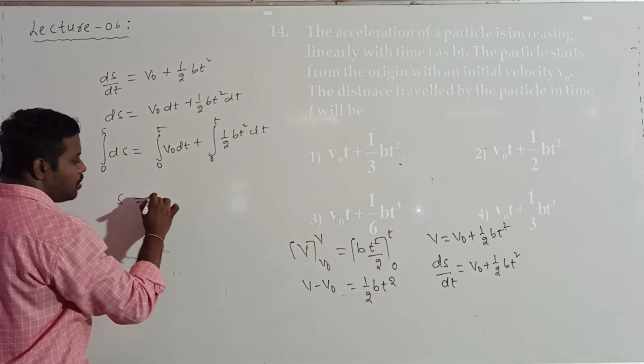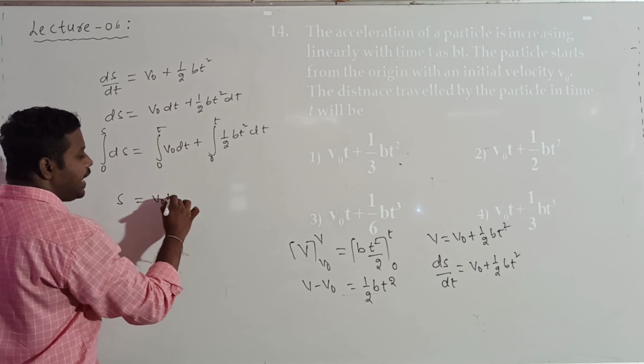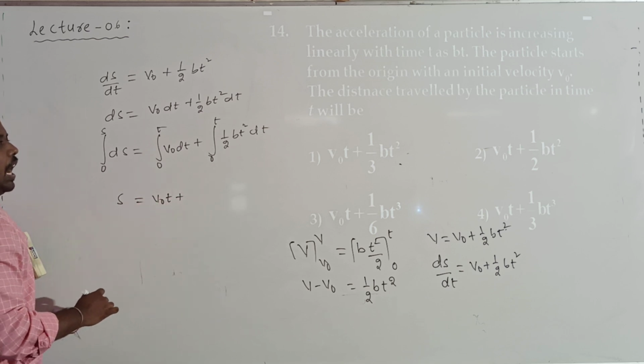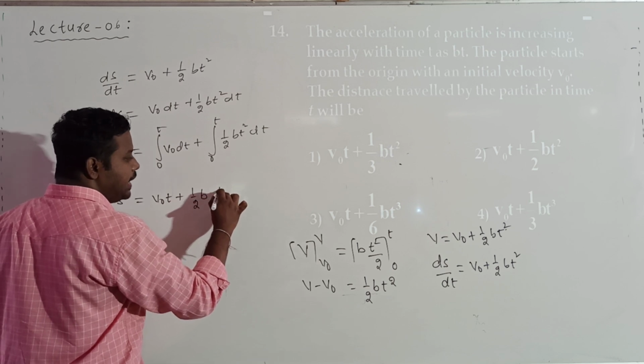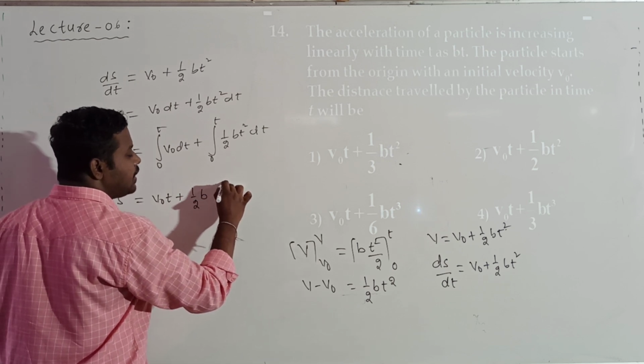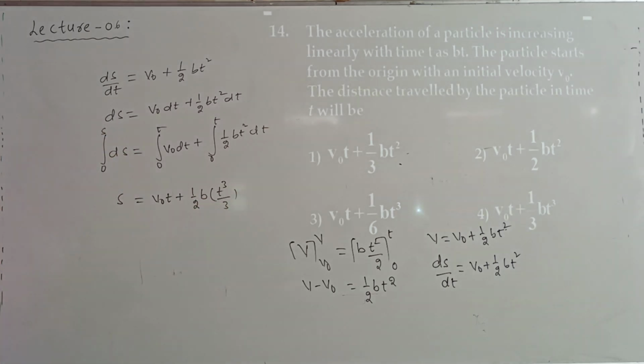Here v0 is constant velocity. So what is the integration of dt value? It is t. Plus half into v into t, where v is constant, half into v is constant. What is the integration of t square value? That is given by t cube by 3, by using the formula integration of x power n is equal to x power n plus 1 divided by n plus 1. By using that formula we can write. Understood now?